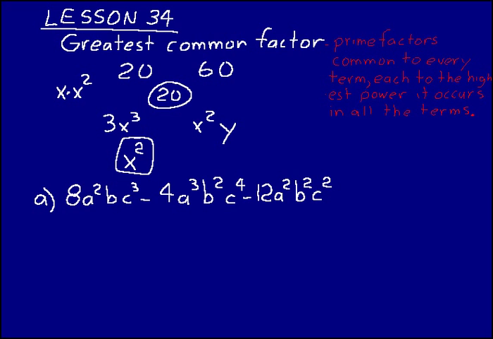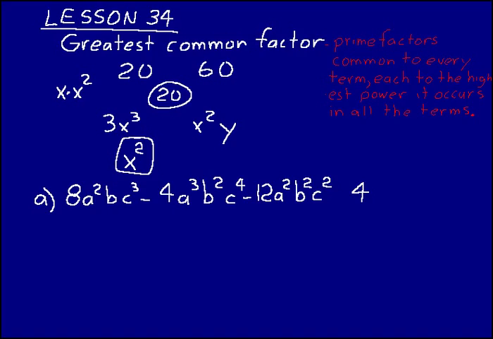So first, let's look at the numbers, the 8, the 4, and the 12, and let's think about what the greatest common factor is between those 3 numbers, and that would be a 4. They all have at least a 4 in common. That would be the greatest common factor. They all have a 2 in common as well, right? But the greatest common factor would be a 4.